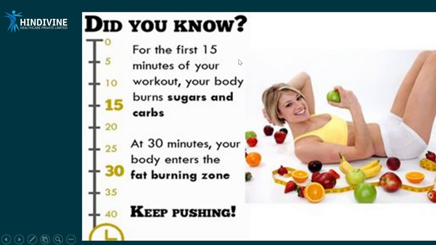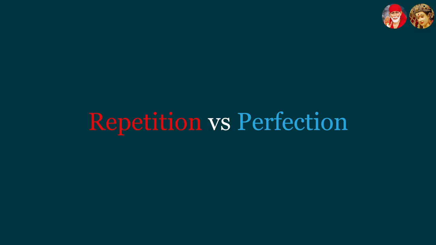And why we say walking 40 minutes is necessary, because for the first 15 minutes only sugar and carbohydrates are burned. After 20 or 30 minutes of walking, we get into the fat burning zone. That is why we say a 40 minute brisk walk will help you burn sugar as well as fats. So this is the very important message you have to give to your patients.